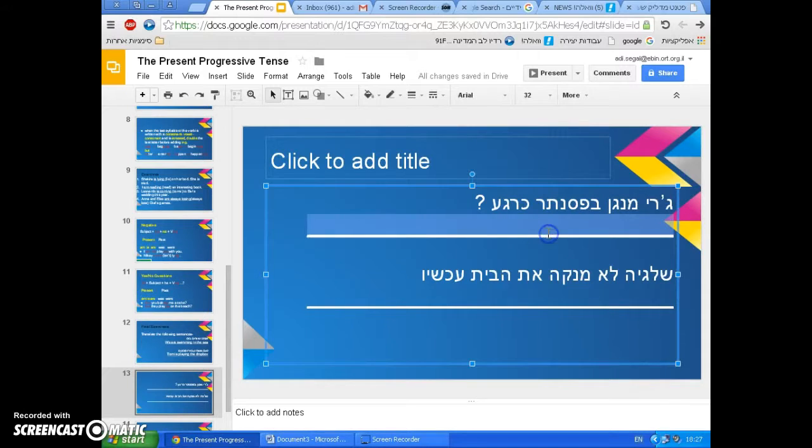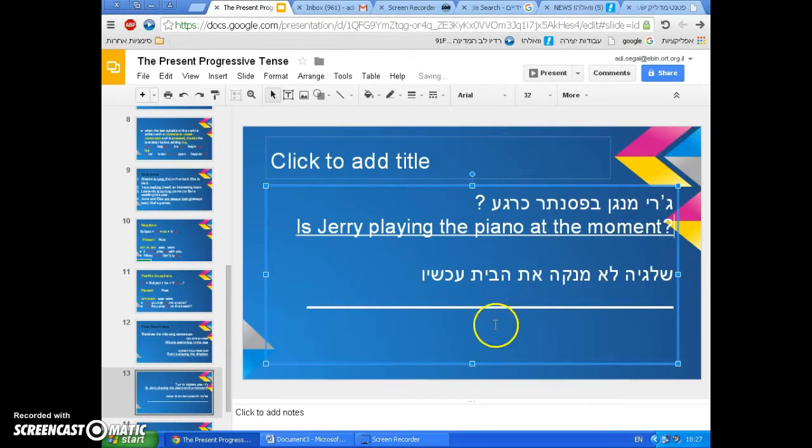ג'רי מנגן בפסנתר כרגע? This is a question. Unlike in Hebrew, where we just add the question mark, in English we learned what we need to do. We need to move the verb be to the beginning of the sentence. So instead of saying Jerry is playing the piano now, we will ask, is Jerry playing the piano at the moment? And of course add the question mark.